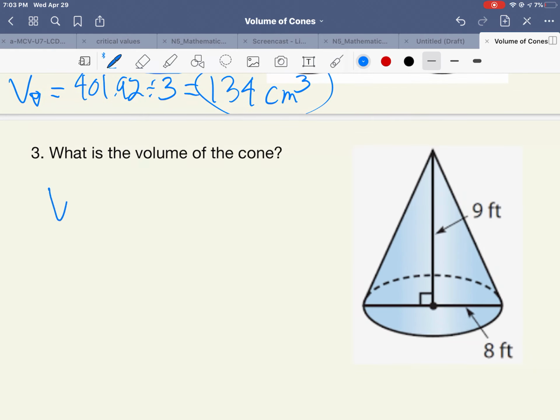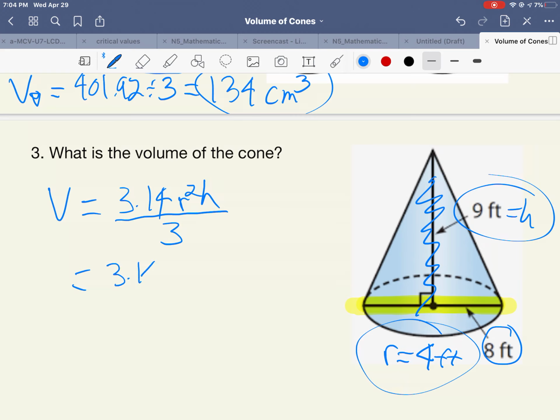And it looks like this distance here is the height. So I circle that, and I circle that. So I have my formula. I picked the right formula. I know what the height is. I know what the radius is. I had to convert the diameter into a radius. And now I substitute into my formula. 3.14. The radius is 4 squared. The height is 9. And then I have to divide that all by 3.